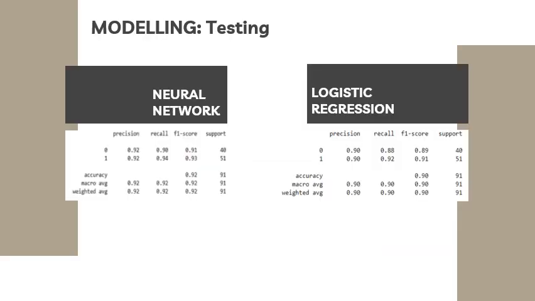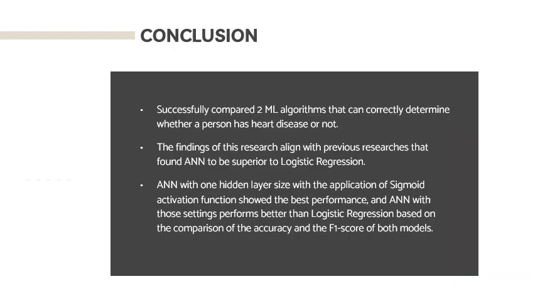A comparison is made between the two predictive models, neural network and logistic regression, in terms of their F1 score and prediction accuracy. Looking at the results, the accuracy and the F1 score of the neural network outperform the logistic regression. As a conclusion, this research successfully compared two machine learning algorithms that can correctly determine whether a person has heart disease or not.